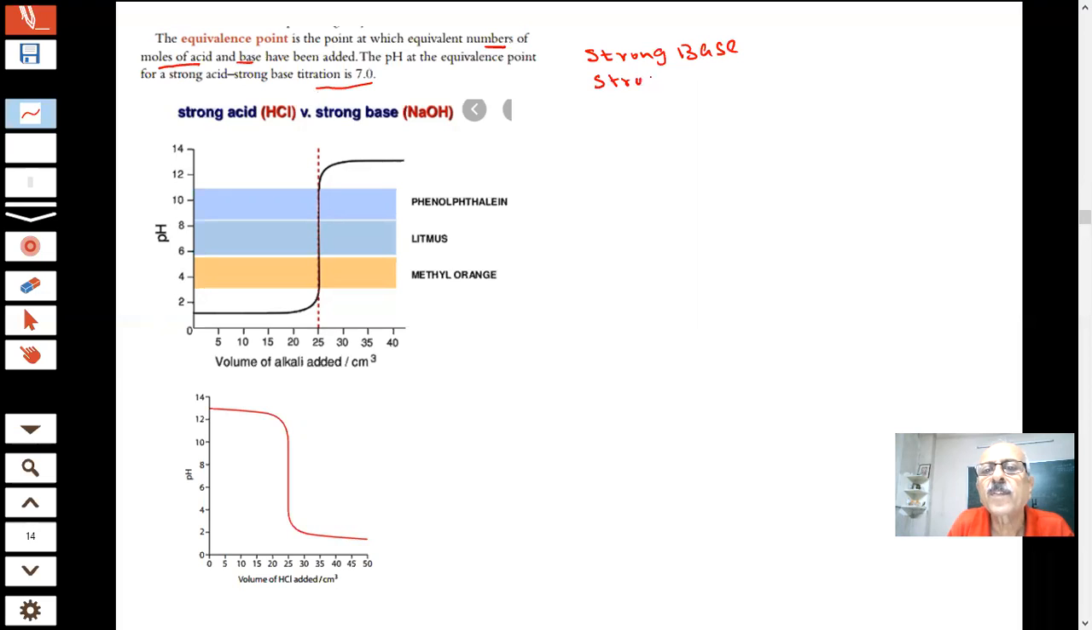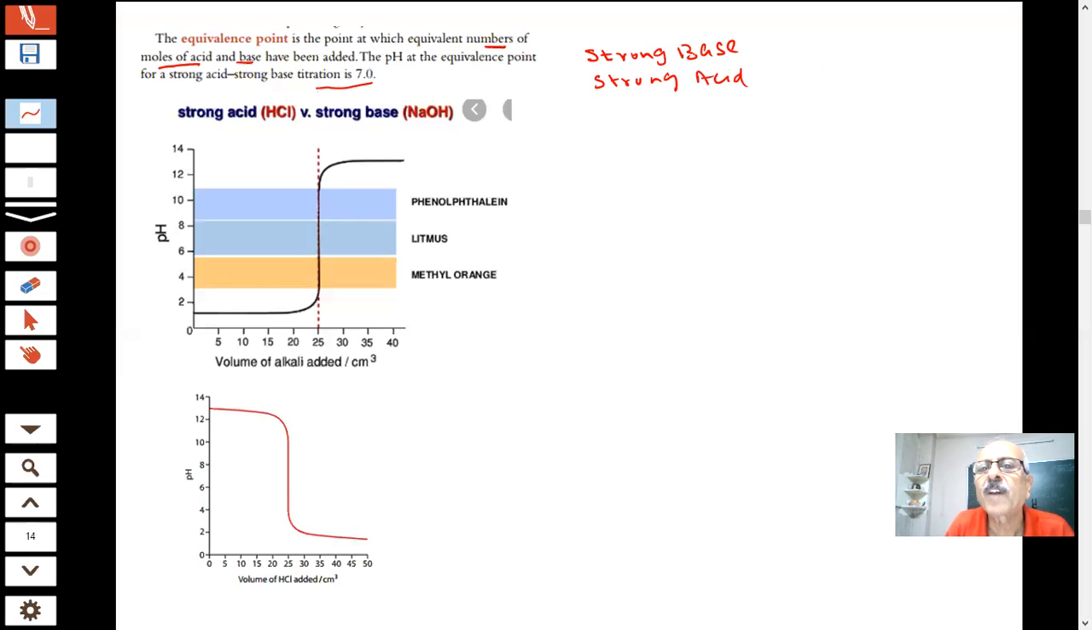and strong acid. Will the pH at the equivalence point change if the base is weak? Yes. Very good question, and we will show you. That question will be asked in the paper also. For strong acid and strong base, the pH is equal to 7 at the equivalence point. So the pH at the equivalence point depends on whether the acid is weak or the base is weak. According to that, it will change.